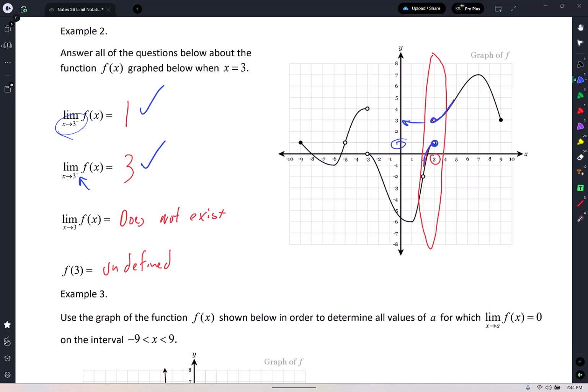There's nothing else. You know what I mean? You've got to follow the curve, Morales. Follow the curve, the function. We're okay? Okay.